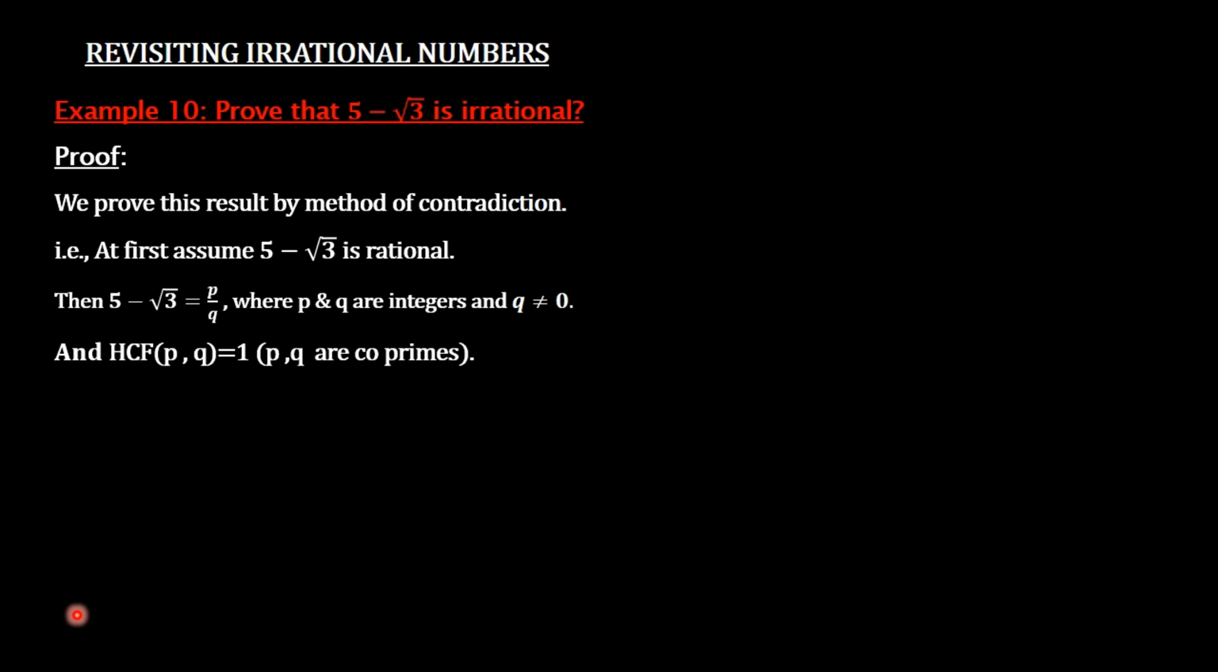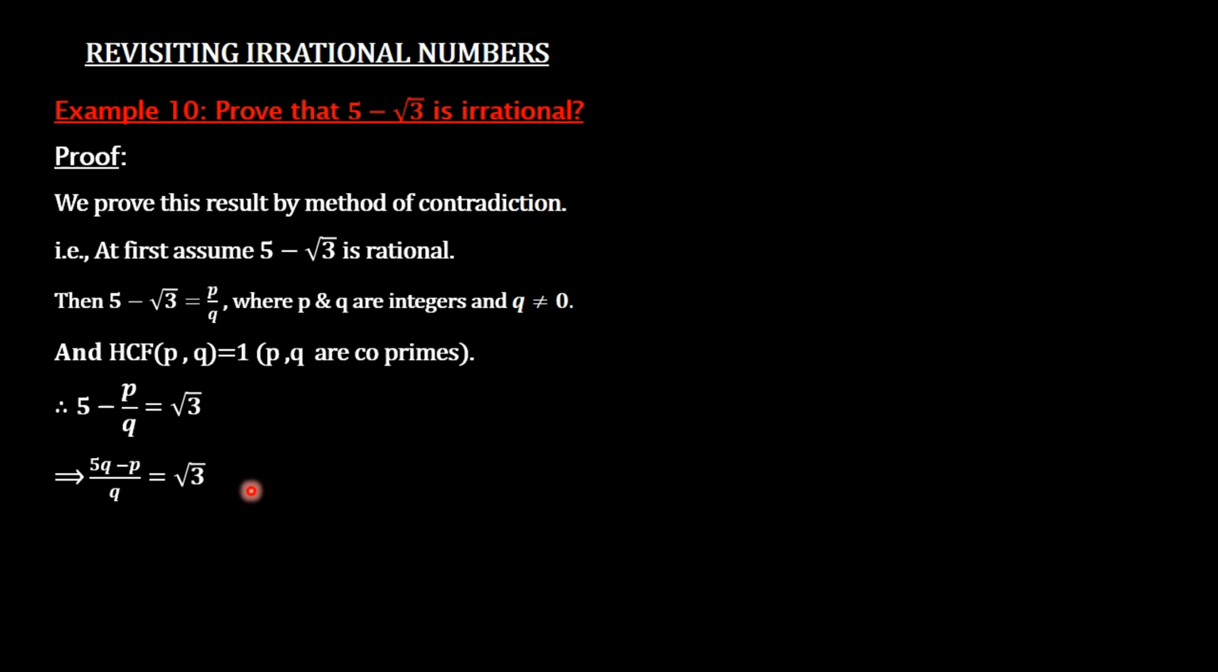Then what is next? This is our common step. Now we are rearranging the terms, with rational numbers in one section and irrational in another. That is, 5 minus p by q equal to root 3. Then 5q minus p, whole divided by q, is equal to root 3. That is, we are taking the LCM.